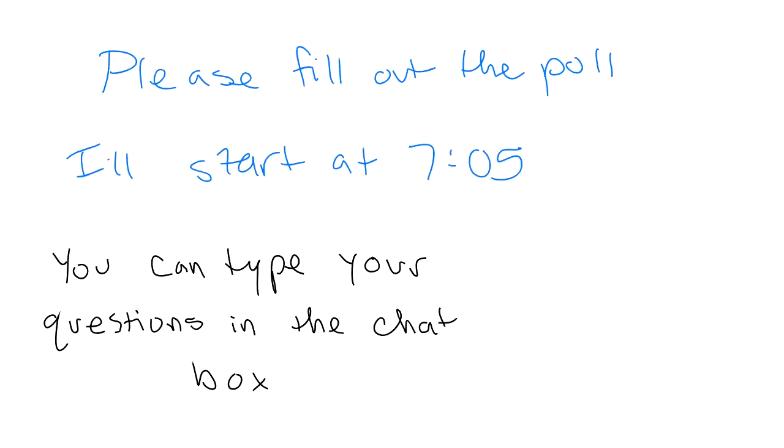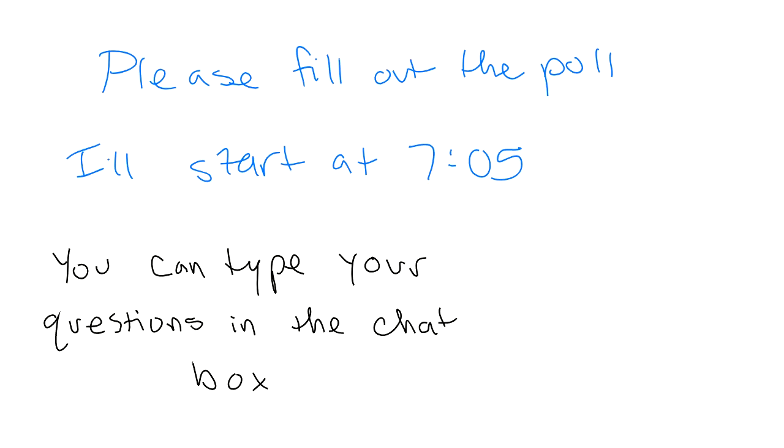So based off of the poll, it looks like there's only 3 people, so we don't have a lot of votes, but 1 vote for radicals and 2 votes for rational expressions. So I am going to share my screen instead of the whiteboard.